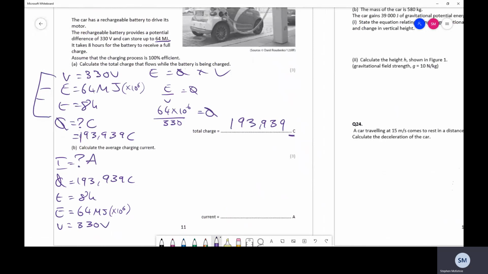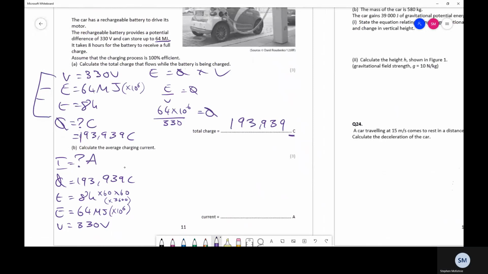Which equation could I use to find my total amount of current? I've got I, T, E, V and Q. Either way, I'm probably going to be using T. So I'm going to multiply my hours by 60 to get minutes and by 60 again to get seconds. That's the same as multiplying by 3,600 to bring 8 hours down to seconds.